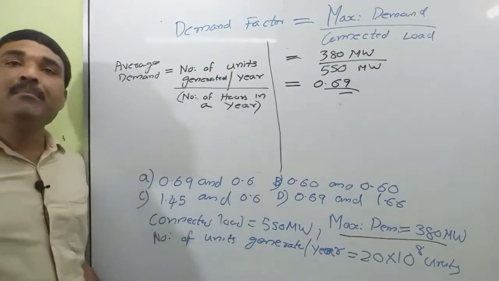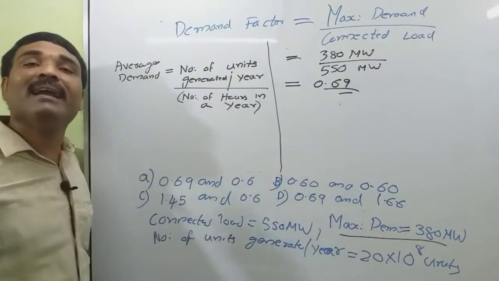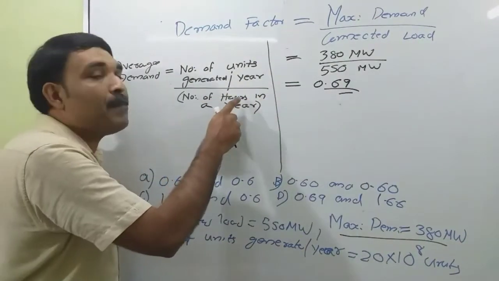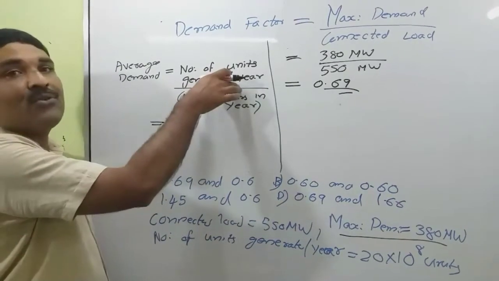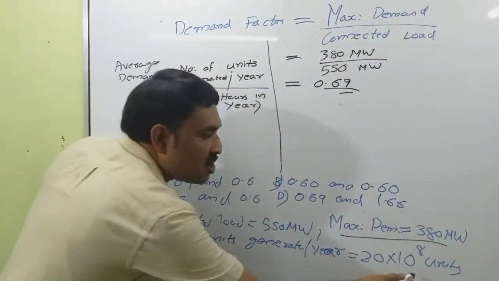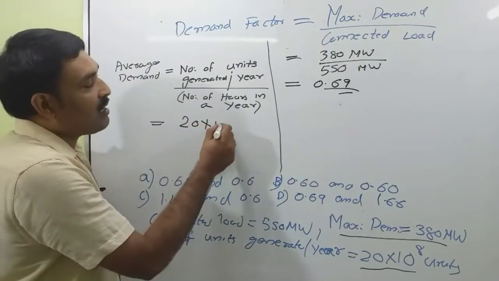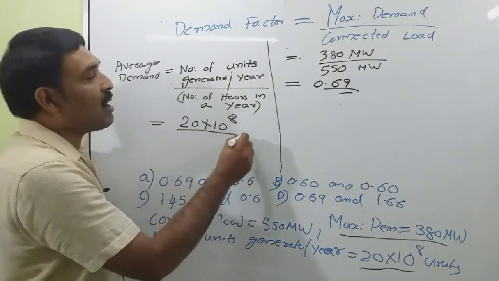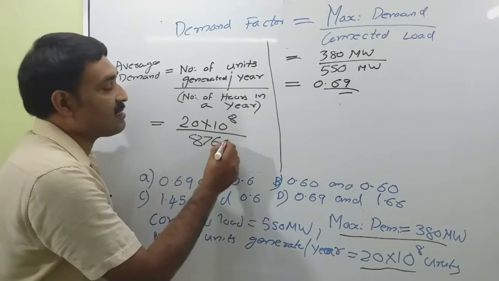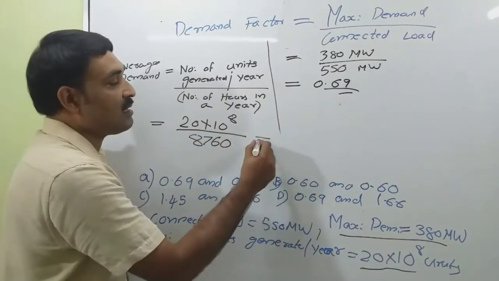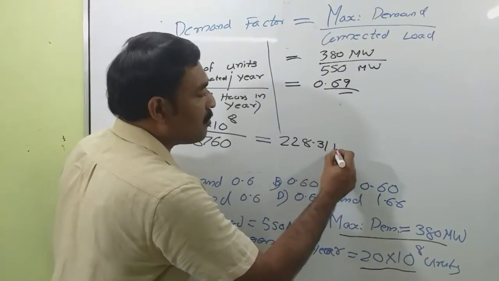So average demand is equal to number of units generated per year divided by number of hours in a year. Number of units generated is given as 20 into 10 raised to 8 units. So 20 into 10 raised to 8 units divided by number of hours in a year, that is 8760. So this is equal to 228.31 megawatt.